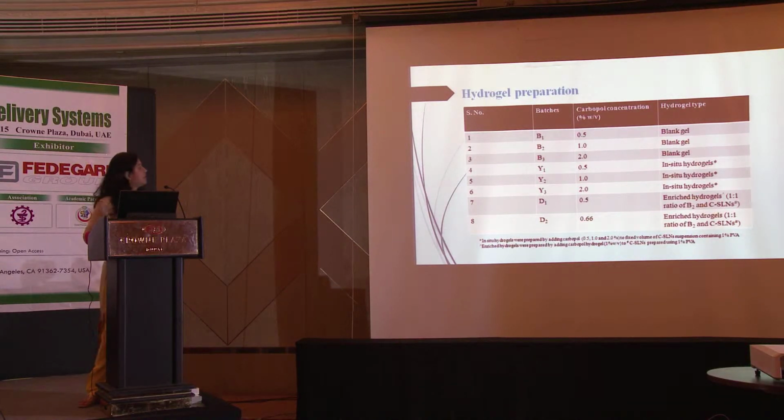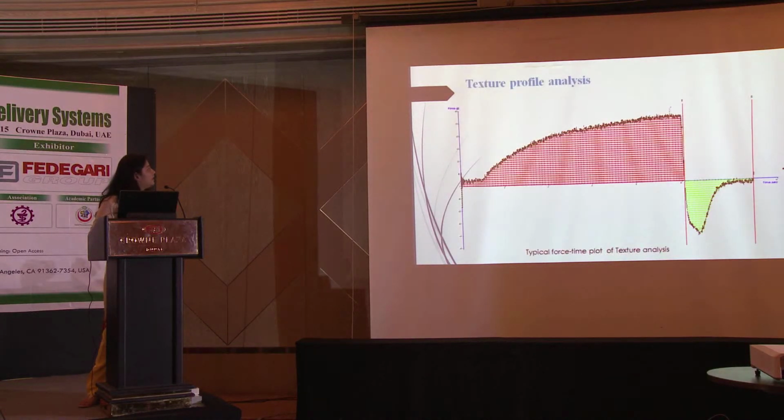So we prepared three kinds of hydrogels. One was the blank hydrogels, used as control, with 0.5%, 1% and 2% carbopol concentration. And then in situ hydrogels, which were prepared by adding carbopol directly to the SLN suspension, and then enriched hydrogels, which were basically mixtures in a 1:1 ratio of the blank hydrogel and the 1% SLN of curcumin.